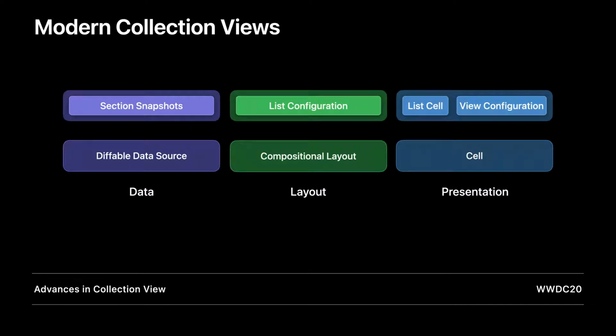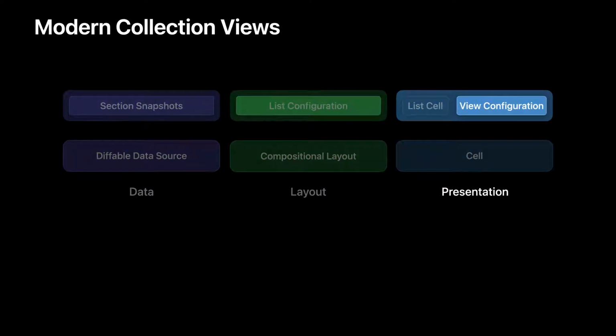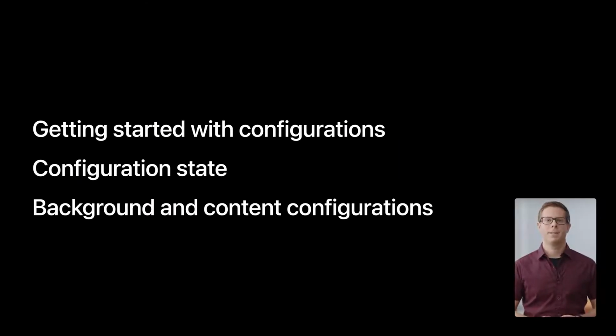In this session, we're going to be focusing on view configuration, new APIs to configure the content and styling of your cells. We'll start by covering the basics and seeing how easy it is to use these new configurations to set up your cells. Next, we'll dive into a new concept called configuration state, which works together with configurations to make it easy to get different appearances for different states. Finally, we'll take a closer look at the 2 configuration types: background configurations and content configurations, and cover using those in more detail.